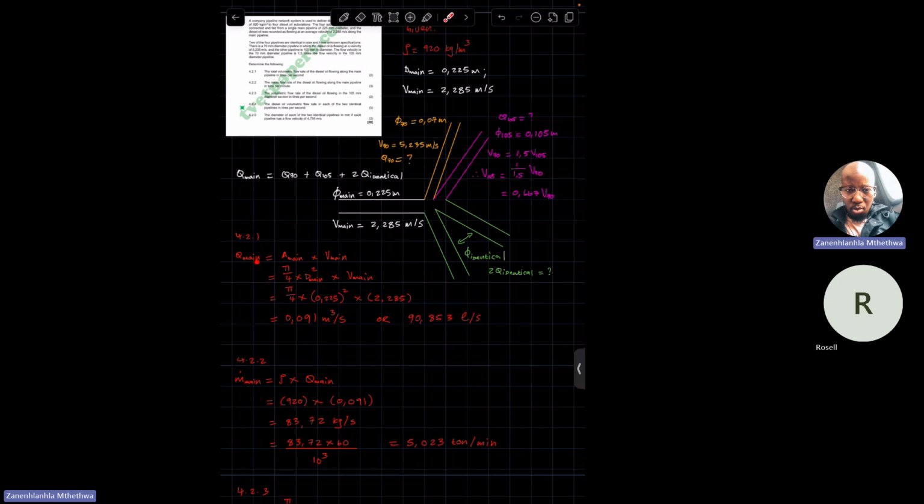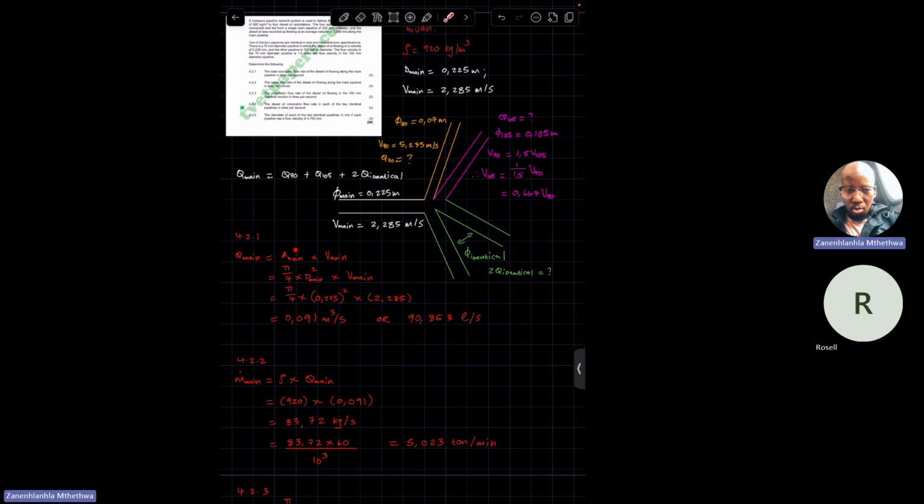Now, you don't necessarily have to denote everything the same as me. This just made sense to me, but you don't have to denote everything the same as me. So Q main, we know, is equal to the area and velocity, of which you have both.